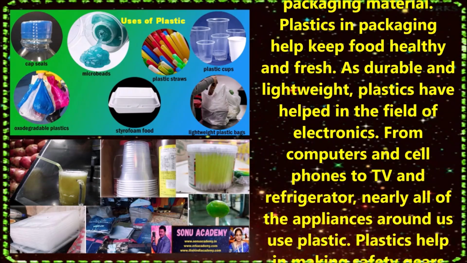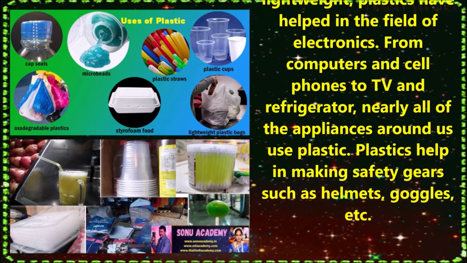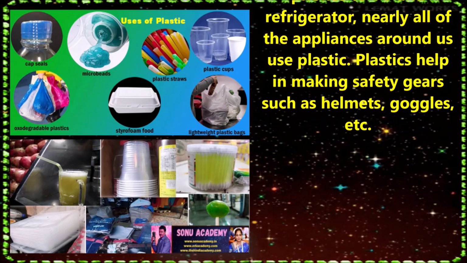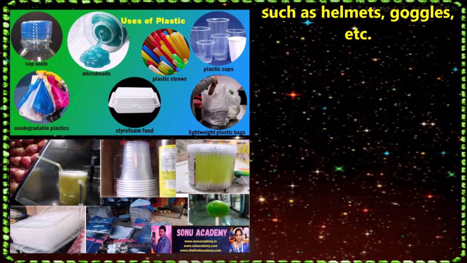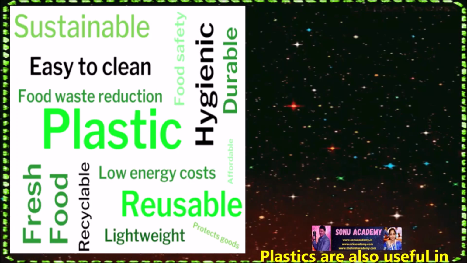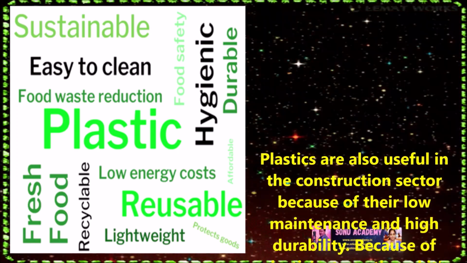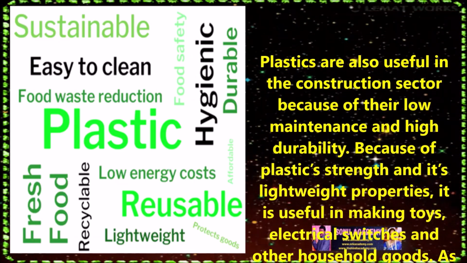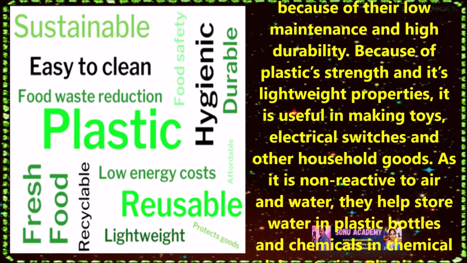Being durable and lightweight, plastics have helped in the field of electronics, from computers and cell phones to TVs and refrigerators. Nearly all types of applications surrounding us use plastics. Plastic helps in making safety gear such as helmets, even goggles, etc. Plastics are also useful in the construction sector because of their low maintenance and high durability. Because of plastic's strength and lightweight properties, it is used in making even toys. We discussed electrical switches and other household goods.